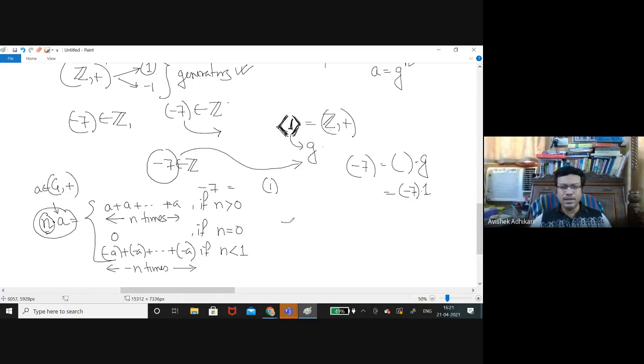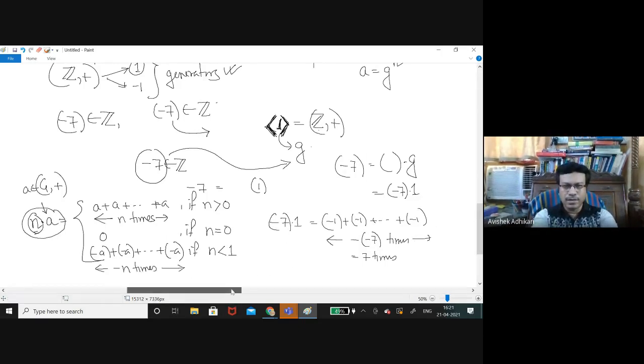Now you can understand minus 7 into 1. What does it mean? It means minus 1 plus minus 1 plus minus 1, minus of minus 7 times, that means 7 times. So minus 1, 7 times, that gives you minus 7 into 1. Is the notation clear to all of you now? Clear? Very good.